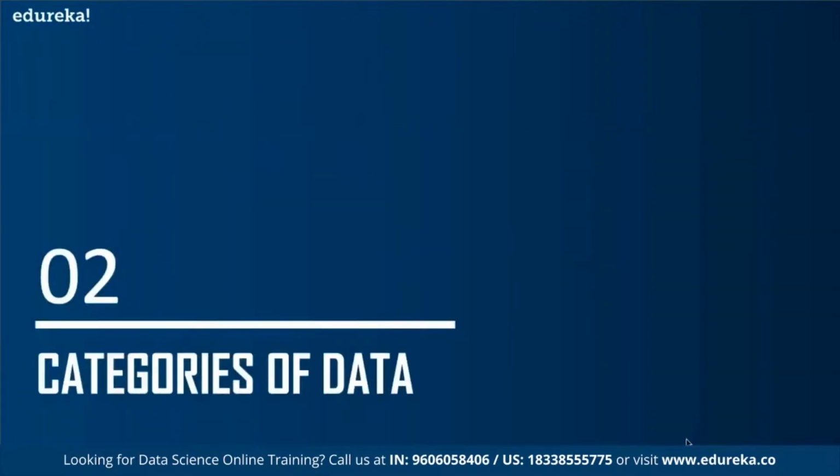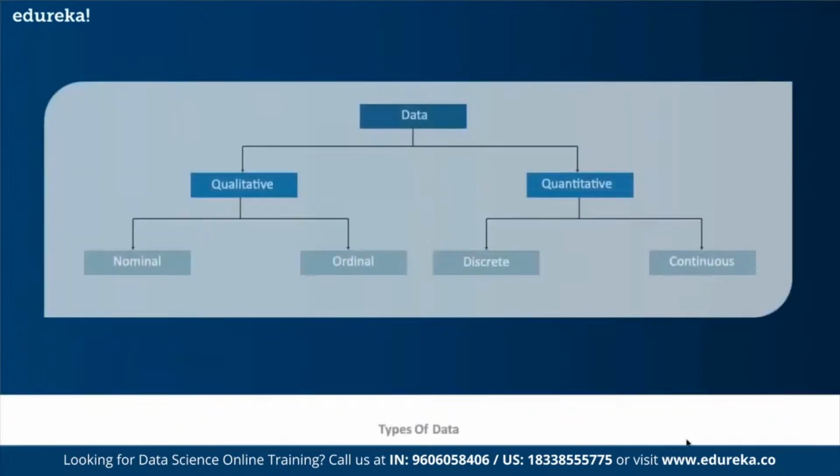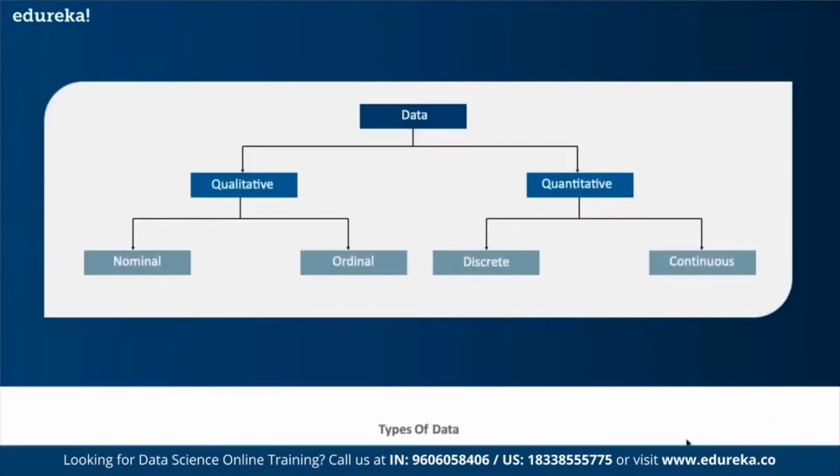Now let's understand the different categories of data. When we are working as a data scientist, there are basically two main categories of data: qualitative and quantitative. In qualitative data, we have nominal and ordinal, whereas in quantitative data, we have discrete and continuous data. These are different categories of data, one divided in terms of quality and the other in terms of quantity.